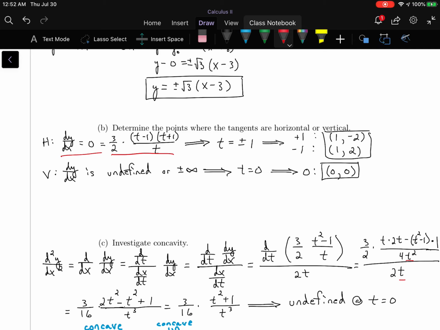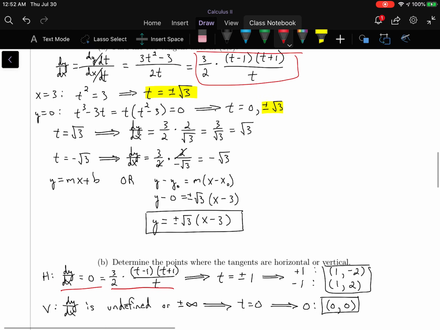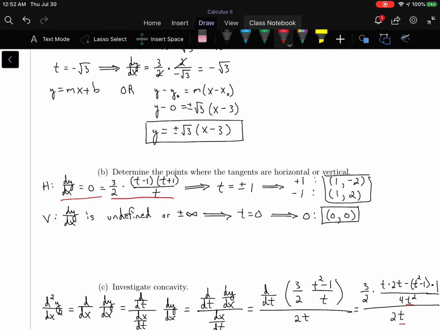And that's only going to happen when the numerator is 0, which is only going to be when t is plus or minus 1. So when t is 1, and you plug that in for x equals t squared, that means x is 1. And when you plug 1 in for y equals t cubed minus 3t, you end up getting negative 2 for y.